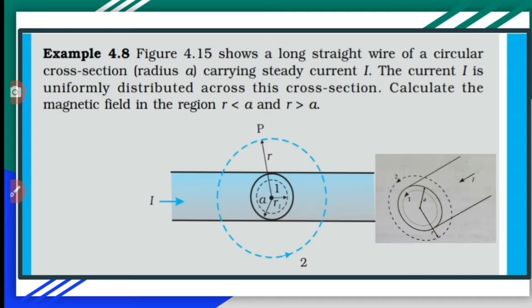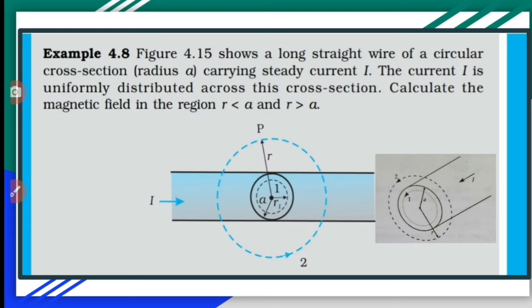First example 4.8. Figure 4.15 shows a long straight wire of circular cross section, radius A, carrying steady current I. The current I is uniformly distributed across this cross section. Calculate the magnetic field in the region R less than A and R greater than A.